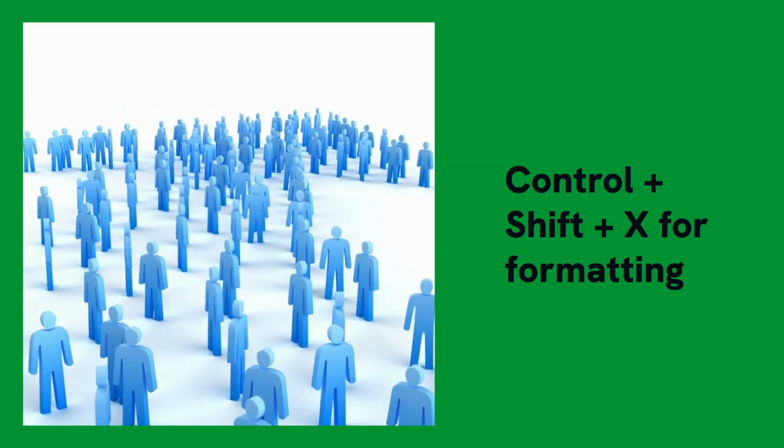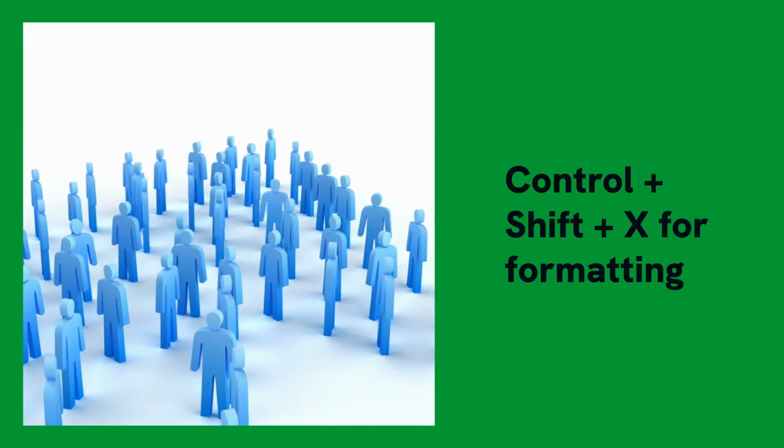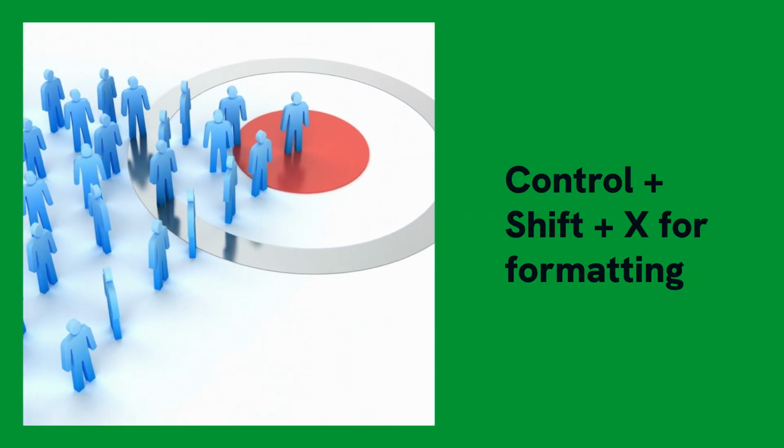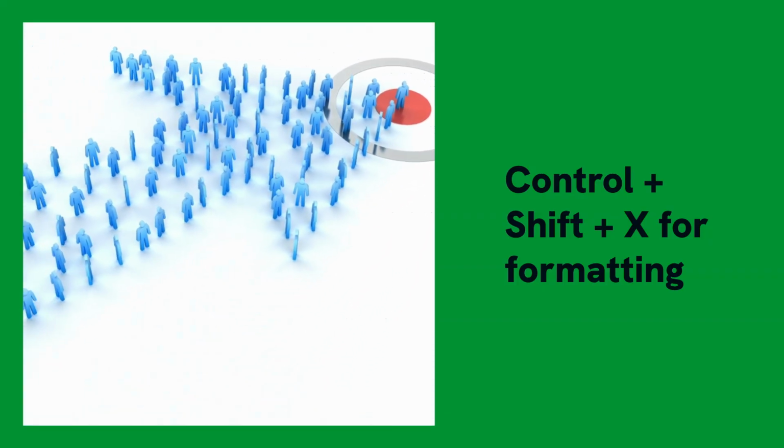For quick formatting in your messages, hit Control plus Shift plus X. Bring up the formatting box instantly so you can highlight your most important points without wasting a second.